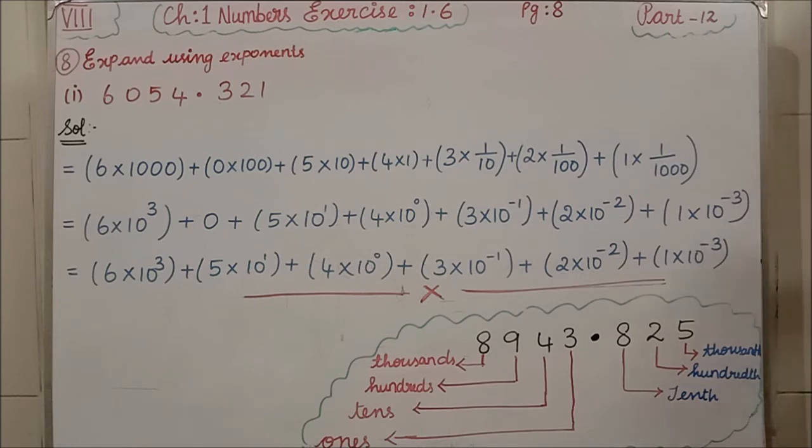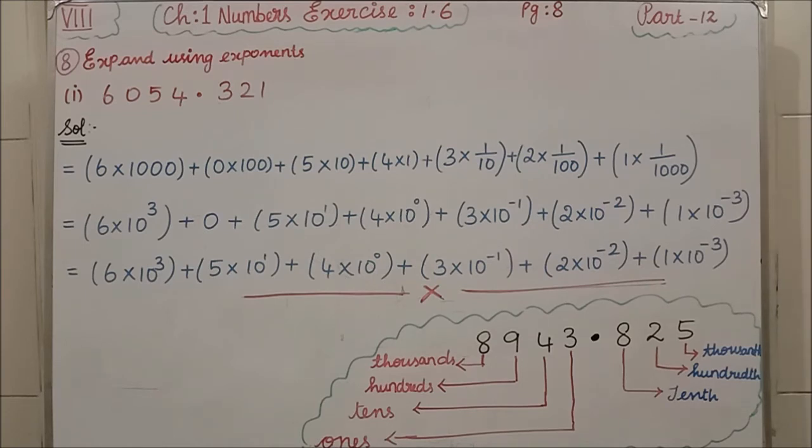But after the decimal, if it is 10th place, you have to write 1 by 10. If it is in 100th place, you have to write 1 by 100. If it is in 1000th place, you have to write 1 by 1000 after the decimal. Clear all of you, the first line?